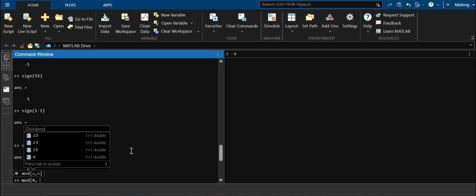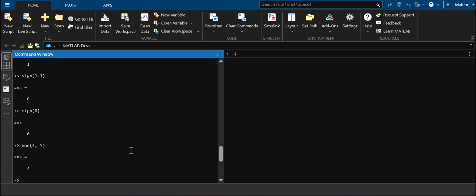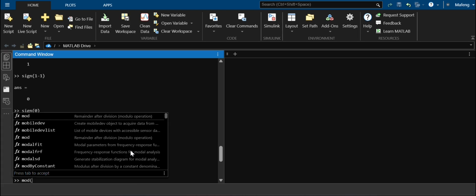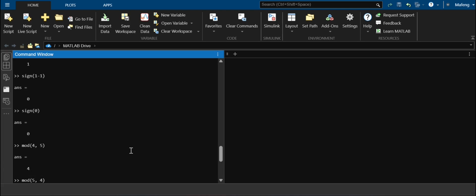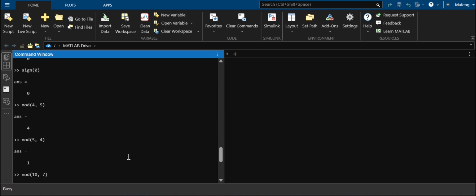Remainder after division. So if I'm dividing 4 by 5, it'll still be 4, because 5 cannot go into 4 without a remainder. You put the dividend first, so the dividend goes first, and then the divisor goes second. The numerator essentially goes first, the denominator goes second. So if I divide 5 by 4, 4 will go into 5 once, then the remainder will be 1.